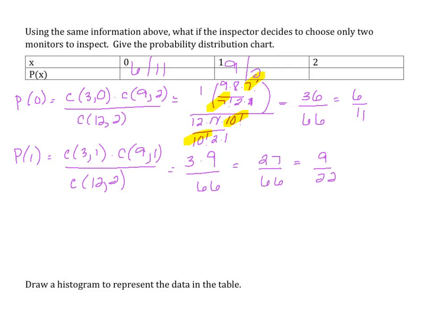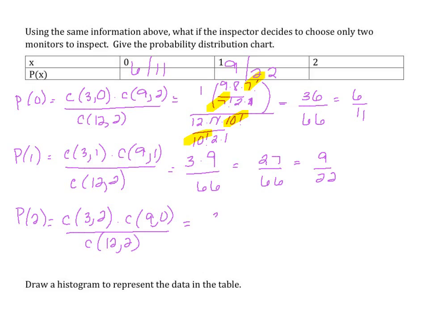So here's an example where the denominators aren't the same. And then finally, let's have 2 that are defective. So of the 3, I want 2 of them to be defective. Therefore, 0 will be defective of the remaining 9. Our denominator is still the same. 3 choose 2, we've done this many times, is equivalent to 3. 9 choose nothing is equivalent to 1. And we know the denominator is 66. So 3 over 66 is equivalent to 1/22.